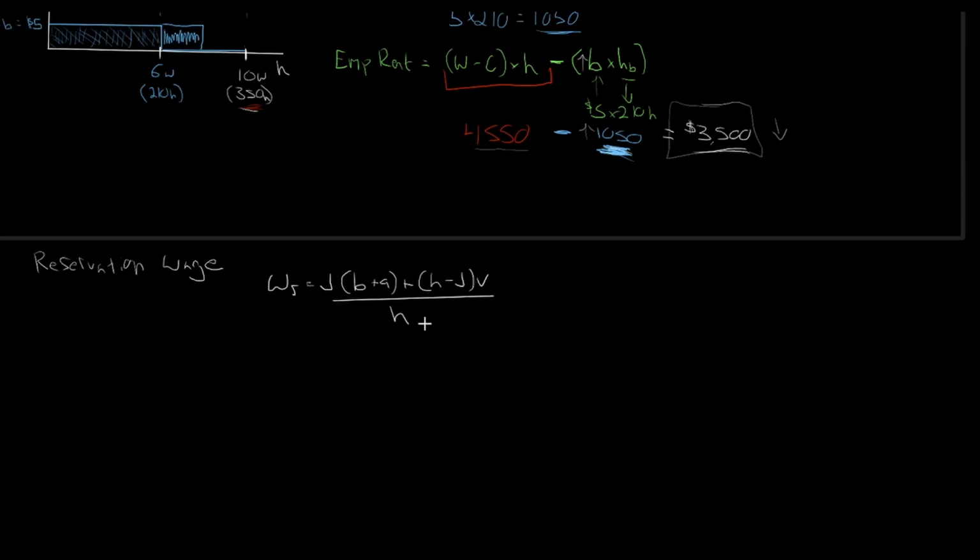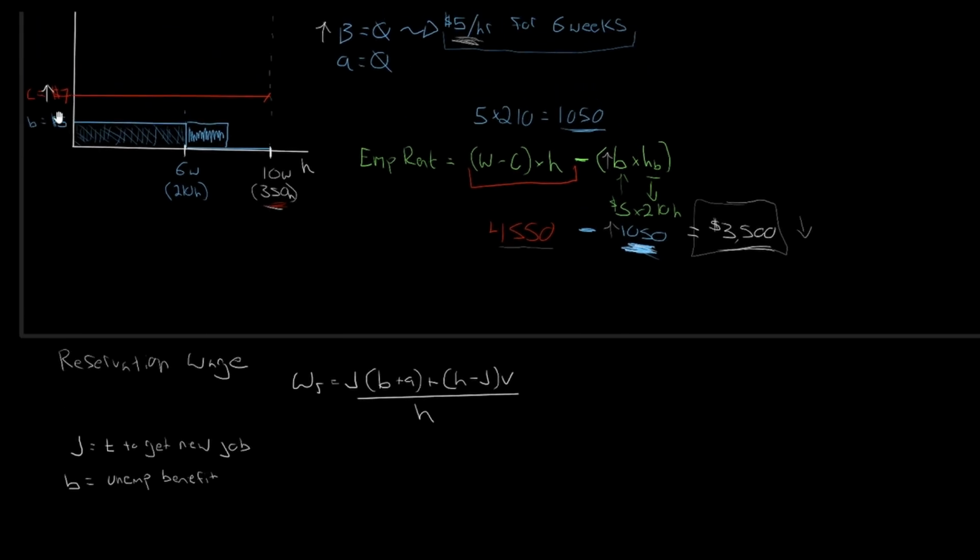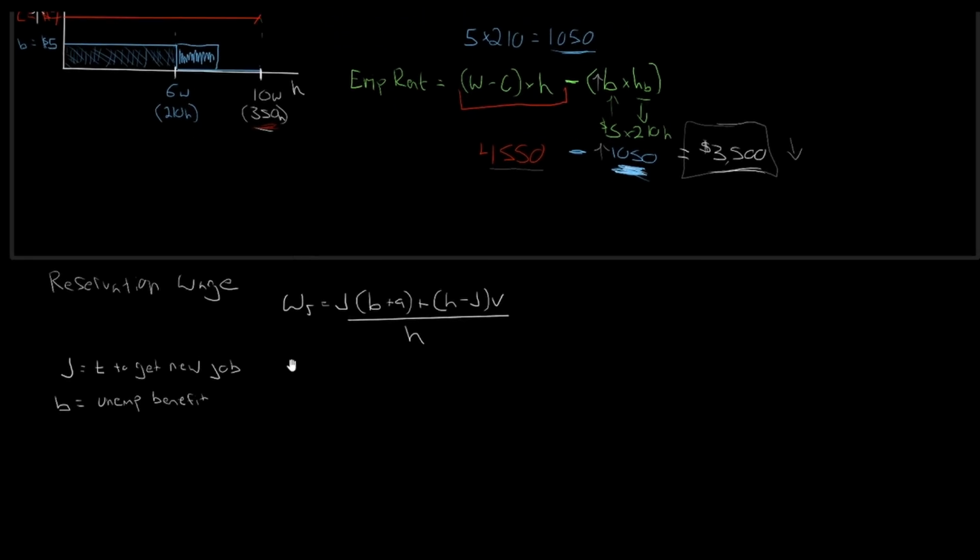Cool. What the heck does that mean? Well, let's talk through it. Altogether, J is going to be the time to get a new job. B is our unemployment benefit, and that's kind of like what we were just looking at up here. We had an unemployment benefit of $5. So that's that benefit there.